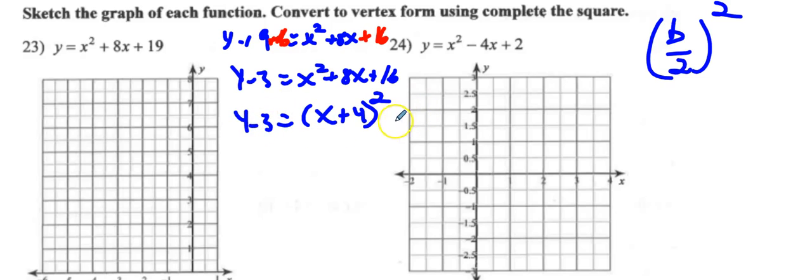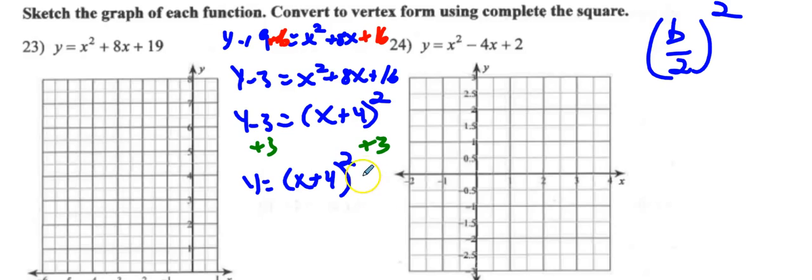But we can't just slide it over as a negative. We actually have to add 3 to both sides. So our final vertex form is going to be y equals x plus 4 squared plus 3, which then gives us our vertex, because you'll remember that we do the opposite of that to get our x value, and then we keep that for our y value. So our vertex is going to be at negative 4 comma 3, which we can go ahead and draw over here.